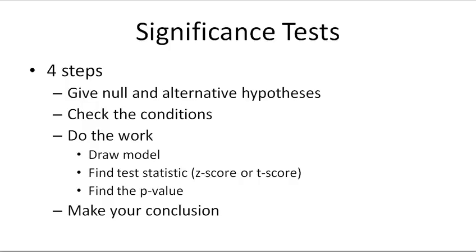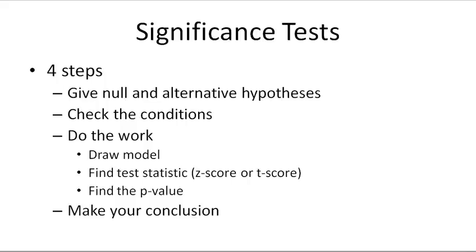All right, here are the 4 basic steps for a significance test. Step 1 is to give your null and alternative hypotheses. Step 2 is to check your conditions, which we all know and love. And then step 3 is to do the work. Remember, the work involves 3 steps. Draw your model, find your test statistic, which we call a z-score, t-score. So basically, you're locating your evidence to see if it is significantly high or low.